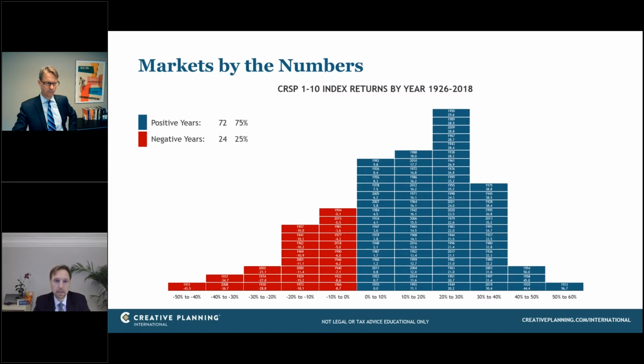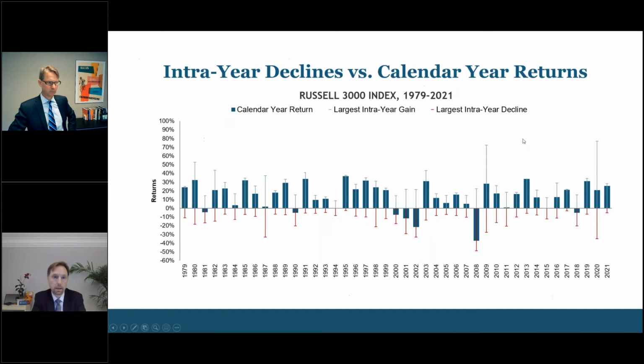But you can see that the blue outnumber the red by a factor of about 3 to 1. So odds are, if you're investing in stocks, your chances of having a positive rate of return in any given calendar year are about 3 to 1 relative to a negative rate of return. So that should give you hopefully some sense of comfort that you should stay disciplined, stick it out, and look to the future. Now, that doesn't tell the whole story, of course.